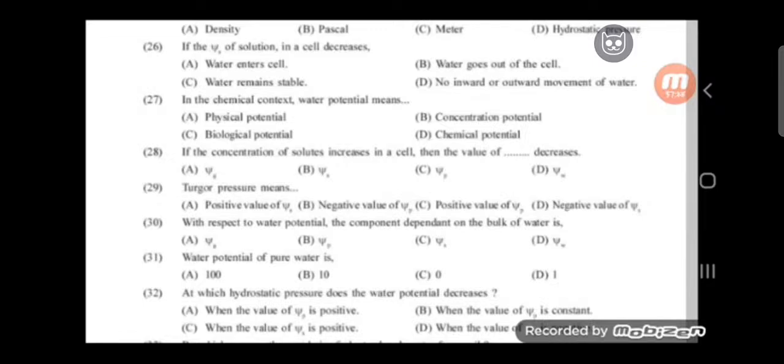Next, let us come to our next question, that is question number 31. The water potential of pure water is what? They have asked this in question number 31. So the water potential of pure water is, will it be 100, 10, 0 or 1? Which one is the correct answer, you have to tell in this question. So your time for this question starts now.